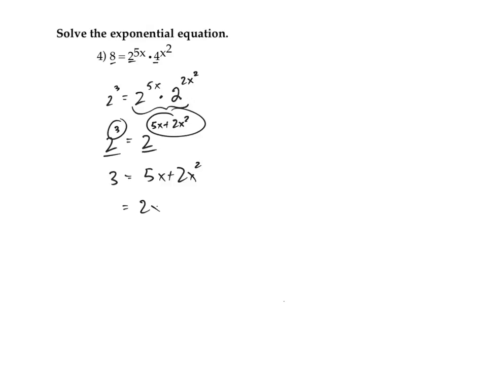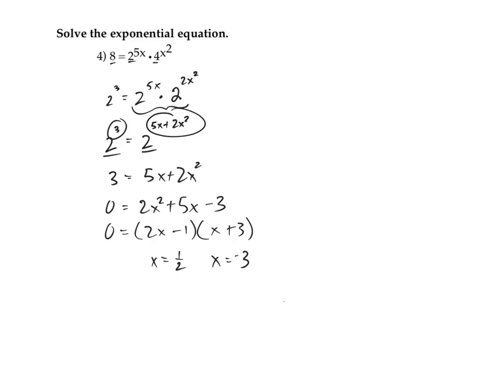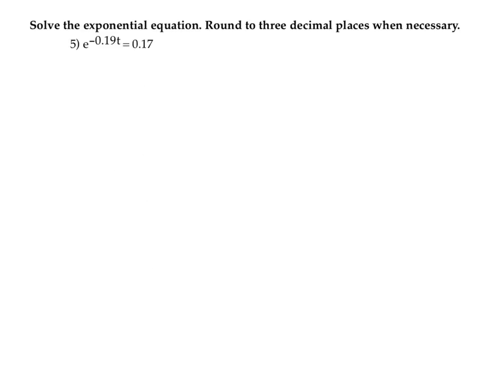It's a quadratic, so let's put it all over to this side, make it equal to 0, factor it. I'm thinking a plus 3 and a minus 1. Yeah, that's right. So this side will give me x is equal to a half, and this side will give me x is equal to negative 3. And I think if you plug both those answers in, they both check. That's question 4.